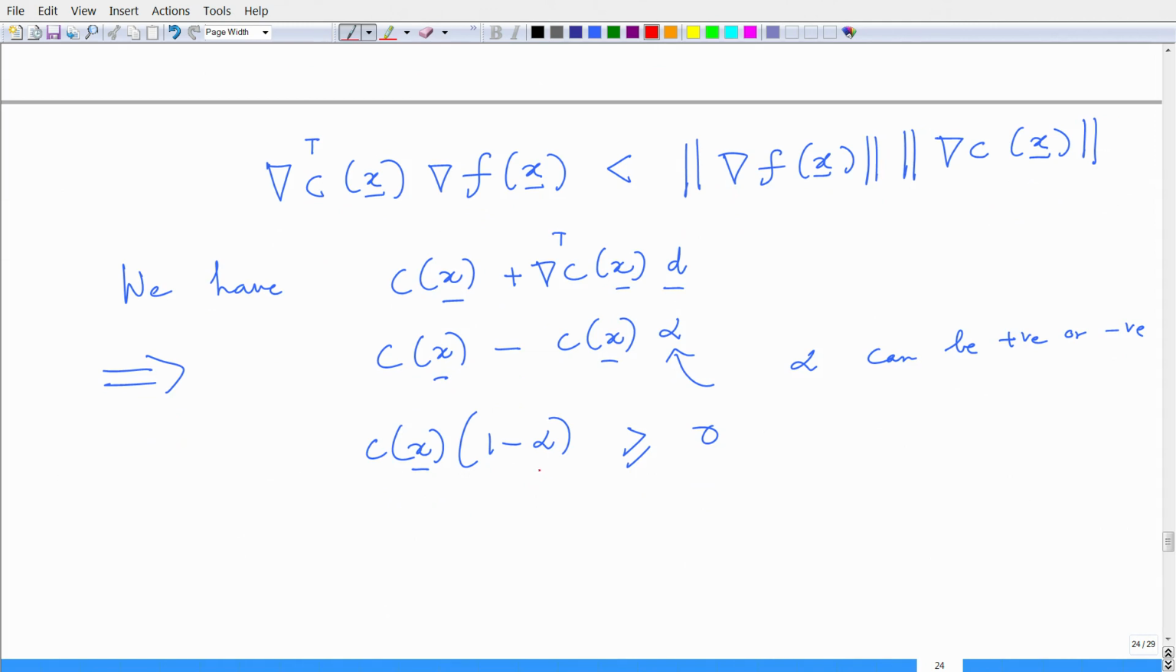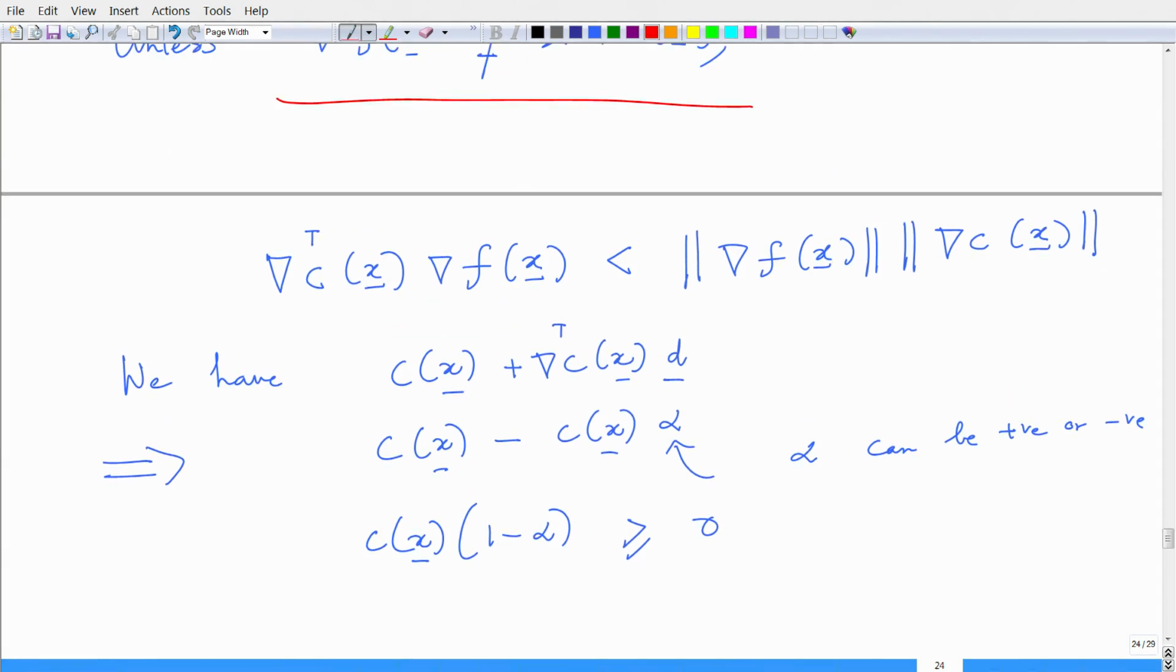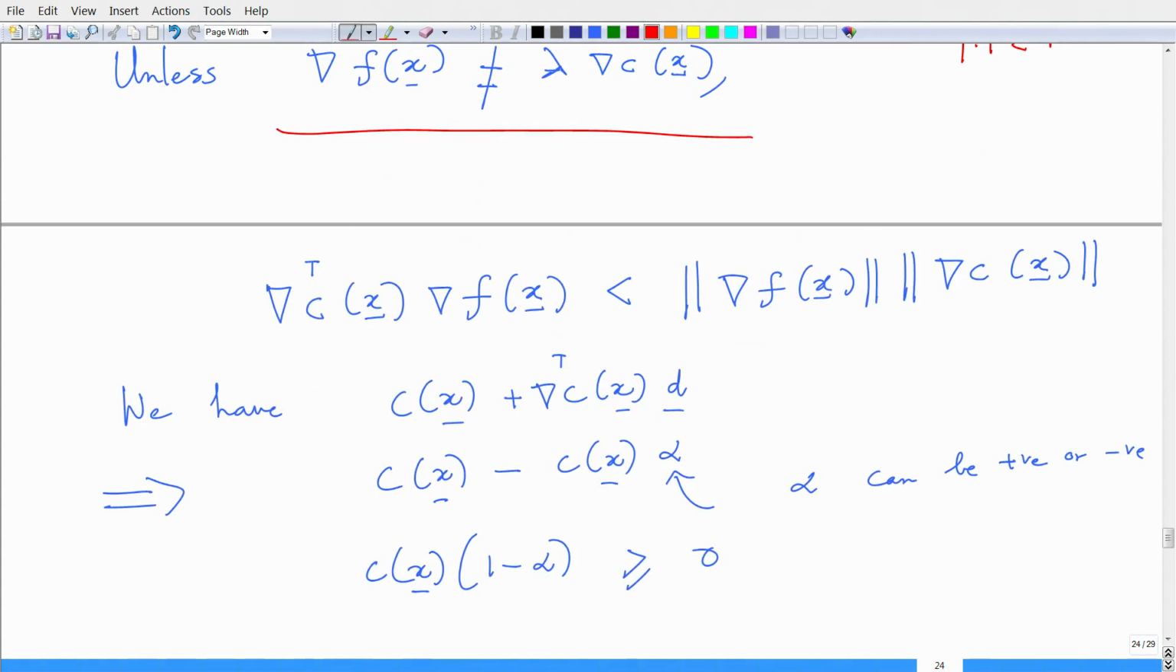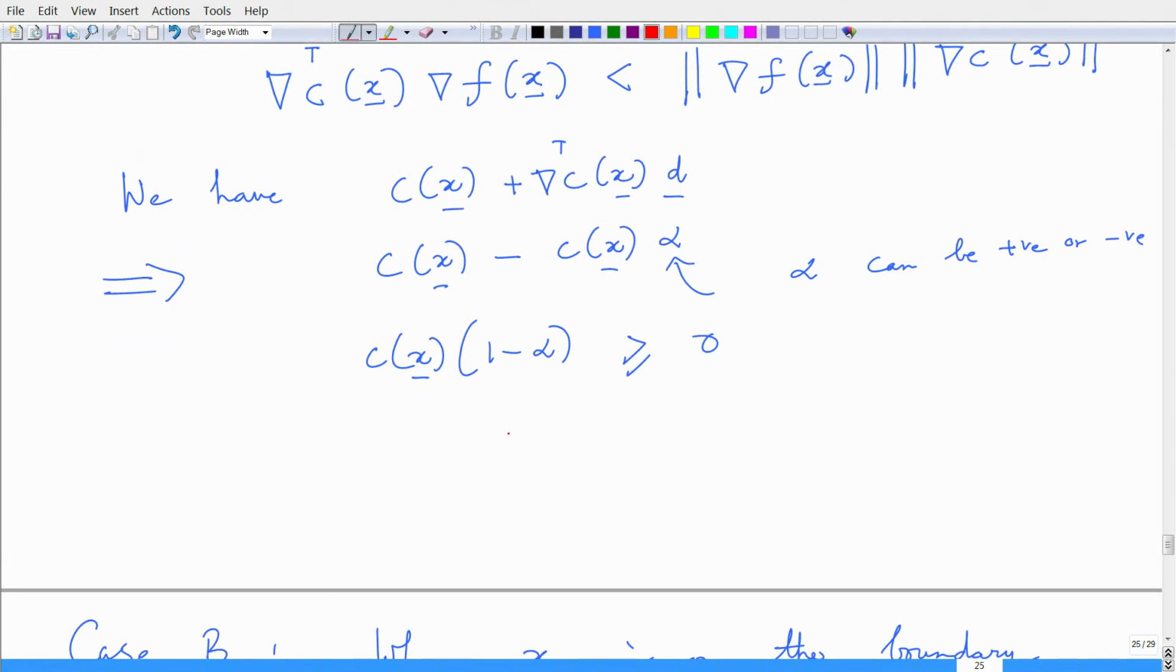So, when alpha is on the positive side, anyway this quantity 1 minus alpha is positive. So, therefore, this inequality holds. When alpha is negative, 1 minus alpha is again positive. So, therefore, c of x times 1 minus alpha is positive and it is greater than or equal to 0, right. The only condition is when alpha equals 1, that is the case where you will have to worry about when del f equals lambda del c, that is ruled out for us. So, given that we can say that is strictly greater than or equal to 0, right.